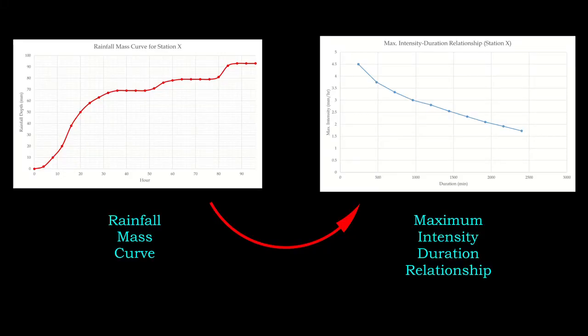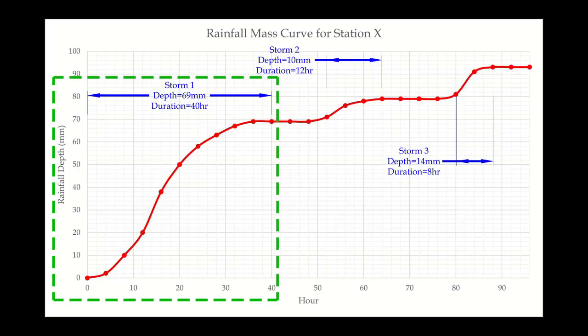In this video, we will be discussing how to derive the maximum intensity duration relationship for a storm event. This derivation can be completed solely using a rainfall mass curve. Let's say we have a mass curve plotted by station X for the past 96 hours. Throughout this period, 3 storm events took place.